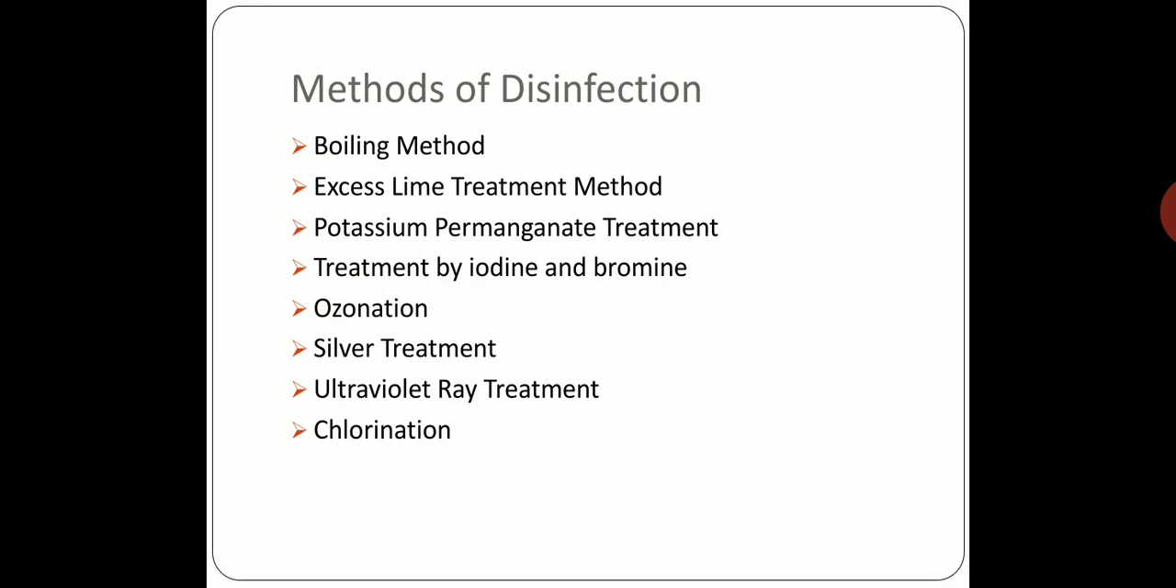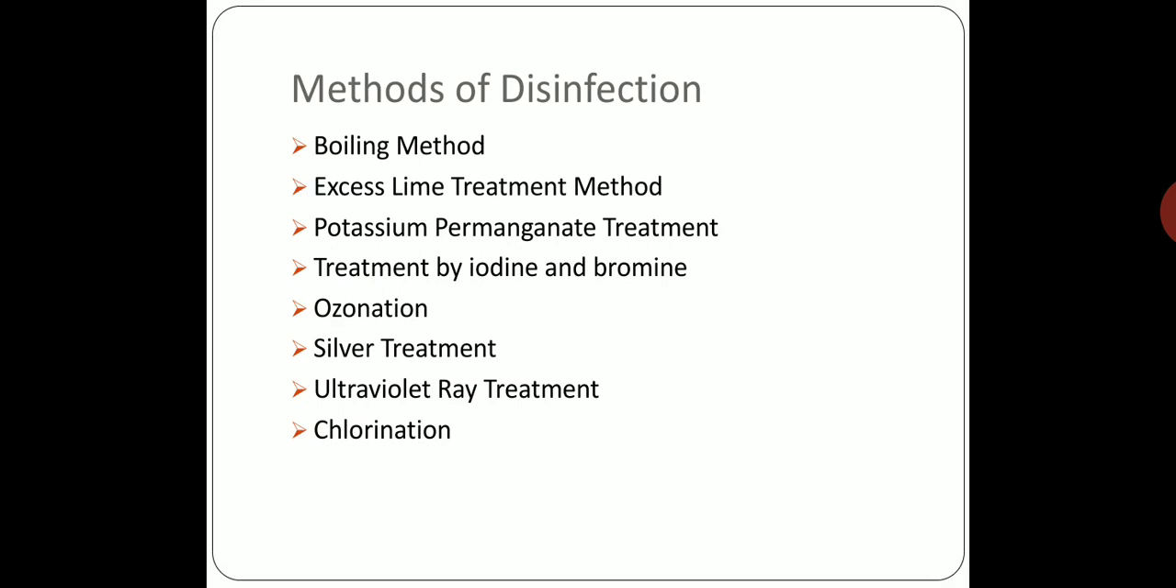Then is treatment by iodine and bromine. This iodine and bromine are present in the form of capsules. These capsules are used especially by military troops. Military troops means people in the military, when they move from one place to another, there may be chances of them not getting properly treated water. Whatever available source is there, that water only they may consume.